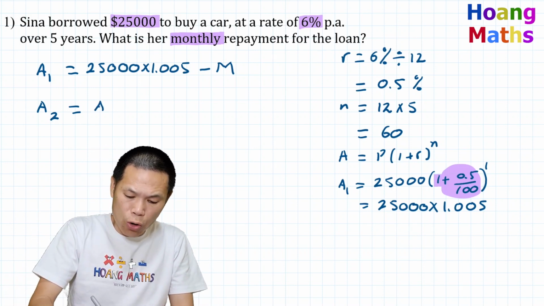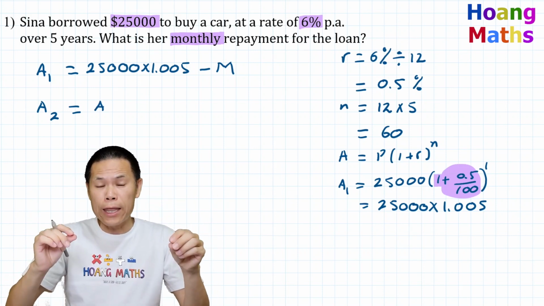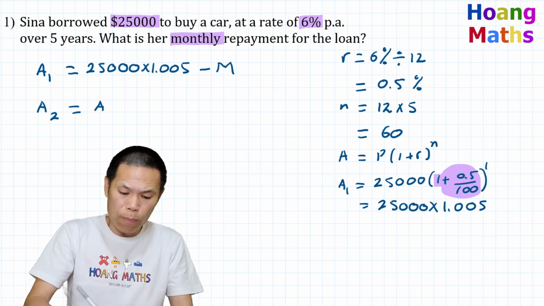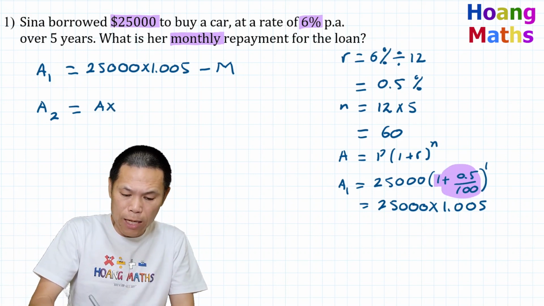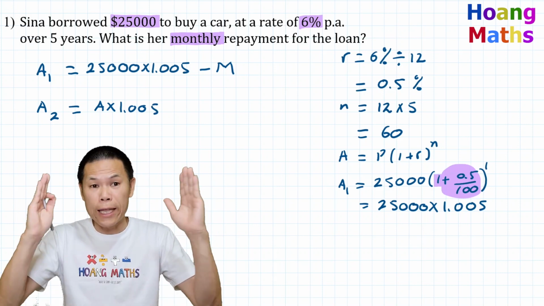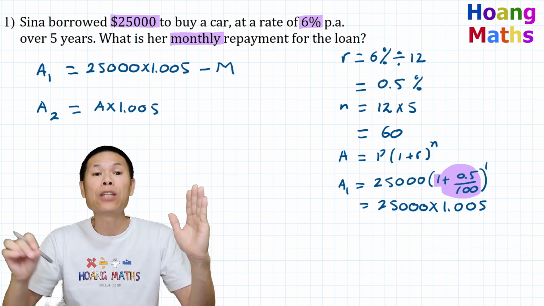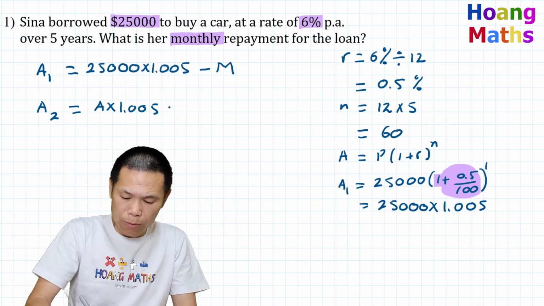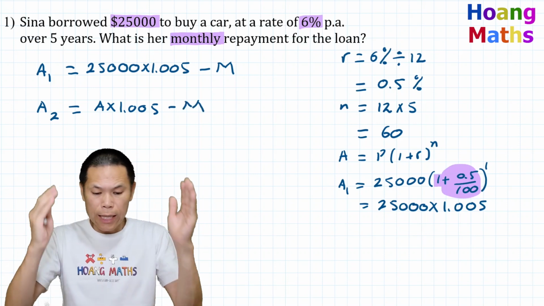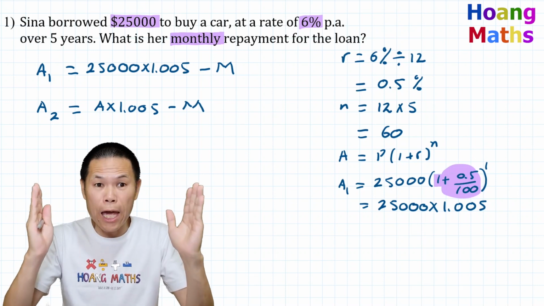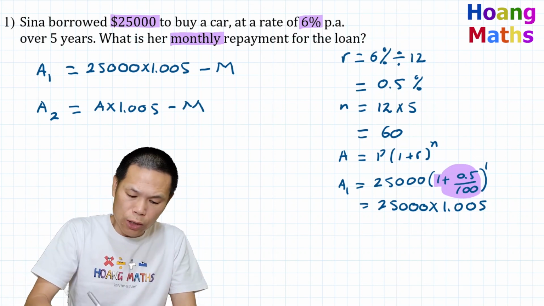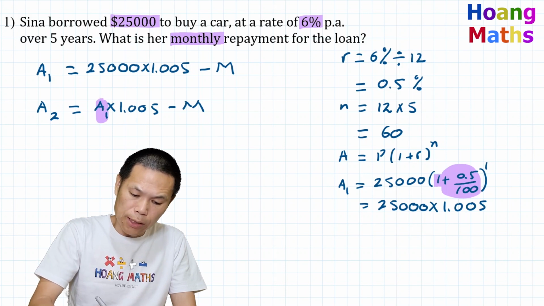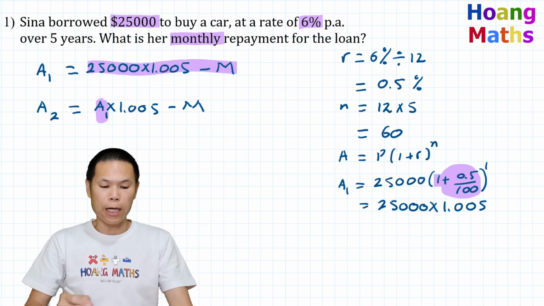A1, that's how much she owes at the end of the first month. And then she needs to pay interest on top of that. So that means times by 1.005. That is how much she owes at the end of the second month. But then she makes another payment, that is M. So minus M. So that is how much she owes at the end of the second month. So this is A1, by the way. And A1 is this number here, okay?